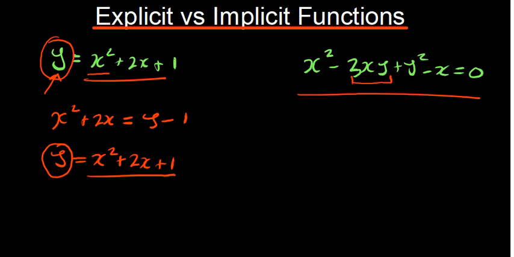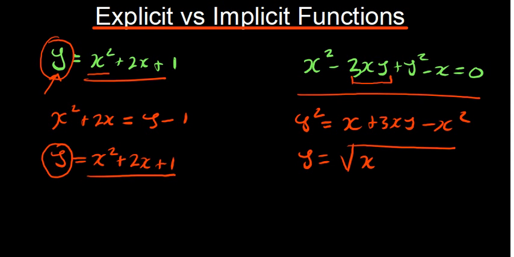Then you might also find a situation whereby you try to write the equation in terms of y. For some functions, you have to take note, you cannot write them as explicit functions. They remain implicit functions just the way they are. For example, this one here: y squared is equals to x plus 3xy minus x squared. Then you might want to say, let me say y is equals to the square root of x plus 3xy minus x squared. This still remains an implicit function.